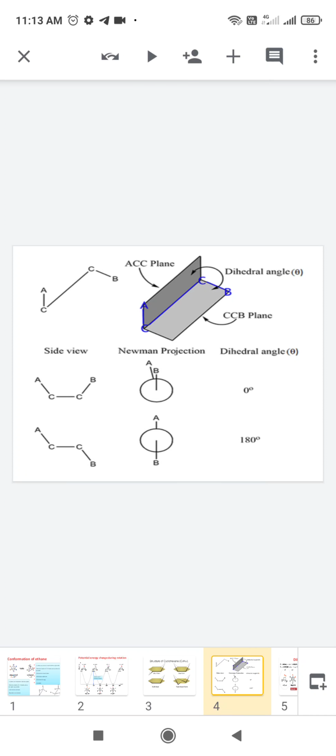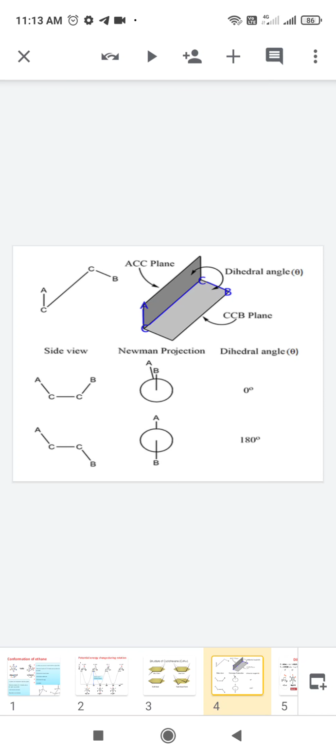See here, I have shown the 3 sigma bonds: AC, CC and CB. These 3 sigma bonds exist in 2 different planes. I have shown the 2 different planes by a ash colored boundary. So the AC and CC bonds exist in one plane, the ACC plane, and the CC and CB bonds exist in another plane, that is the CCB plane. The angle between these two planes is known as the dihedral angle. See here, this is the dihedral angle.